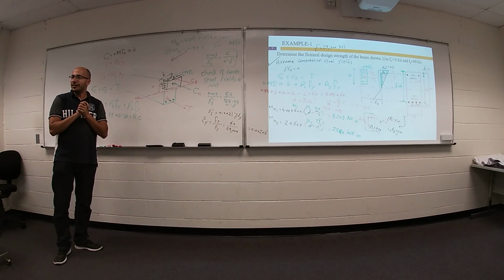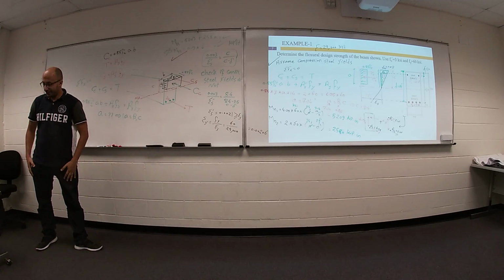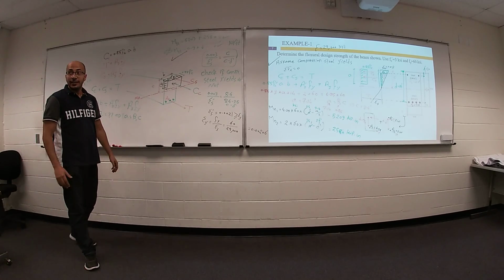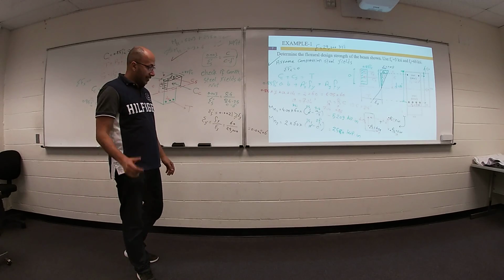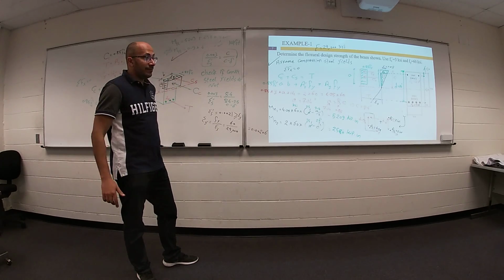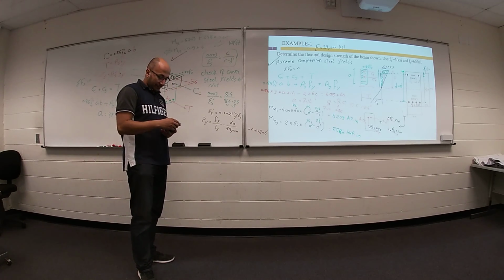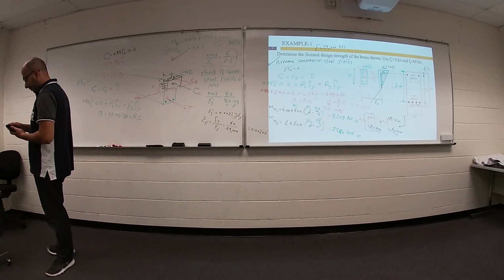Any questions so far? Could you explain that last part about what we just found, epsilon yield and epsilon steel significance?